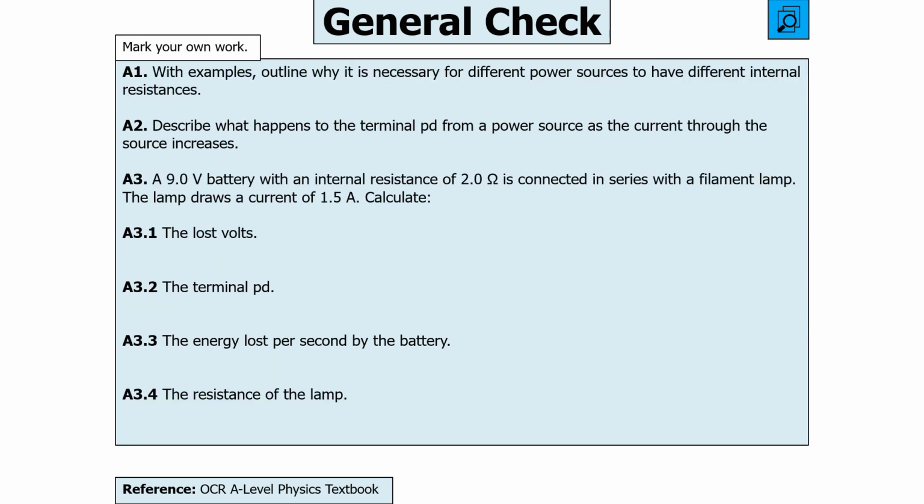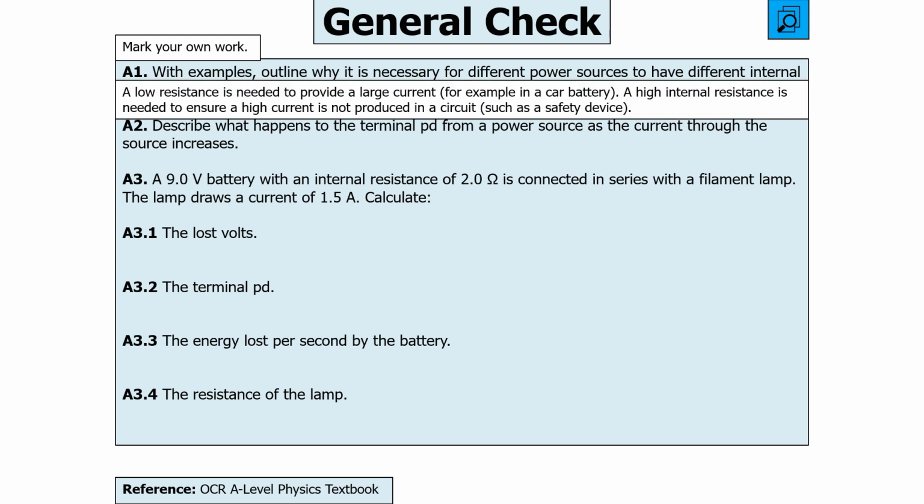Right, in this first one, you've got to understand that the internal resistance will limit the current in the circuit because it's a series circuit, so therefore the current in both the internal and the external circuit will be the same. So therefore, if you have a low internal resistance, you will have a high current in the circuit, and a high internal resistance will give you a low current in the circuit.